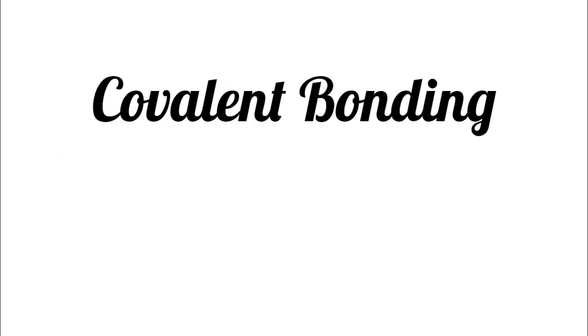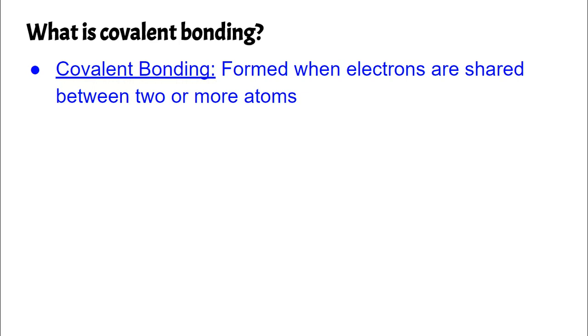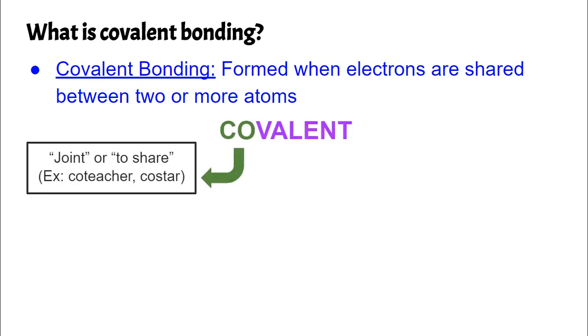So let's talk about covalent bonding first. Covalent bonding occurs when electrons are shared between 2 or more atoms. Let's break this word down a little bit. So co. The prefix co means joint or to share. For example, a co-teacher or co-stars. Co-stars share the limelight. So co means to share.